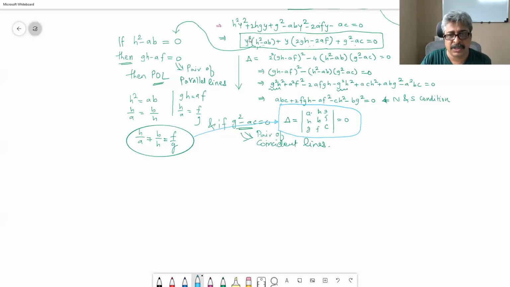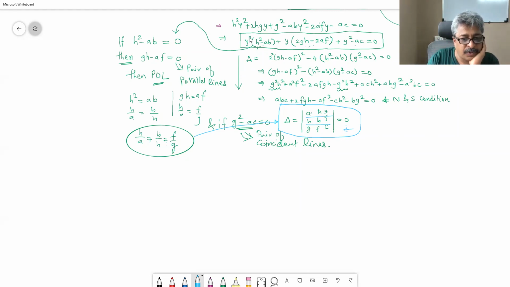Okay, I missed it. When h by a is equal to b by h is equal to f by g, that means the first two rows of this determinant are proportional, and therefore the determinant is 0. So if h square minus ab is 0, then we must have gh minus af 0, and that is in line with what this determinant is saying. Therefore it will be a pair of parallel lines. And if further to that we have g square minus ac also 0, then it is going to be coincident lines.